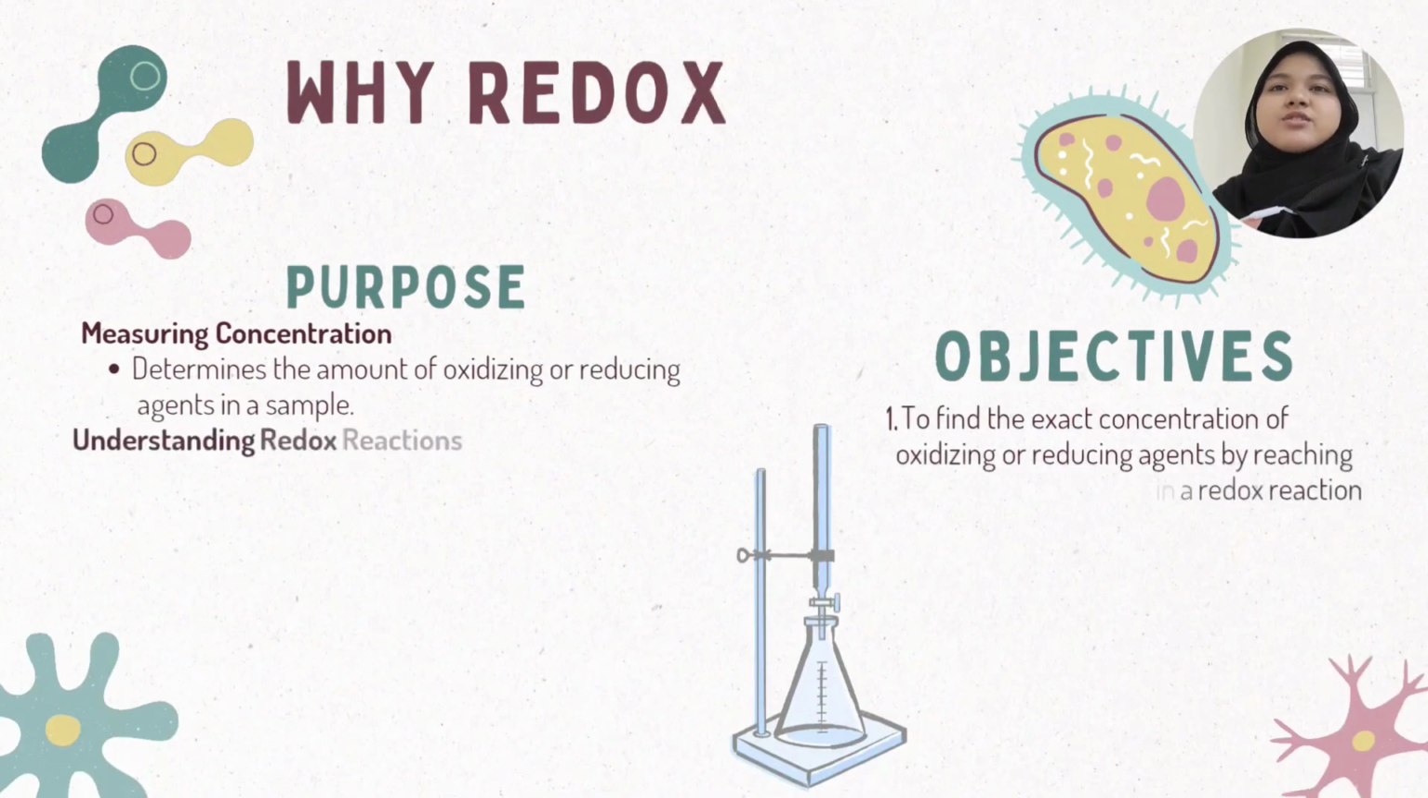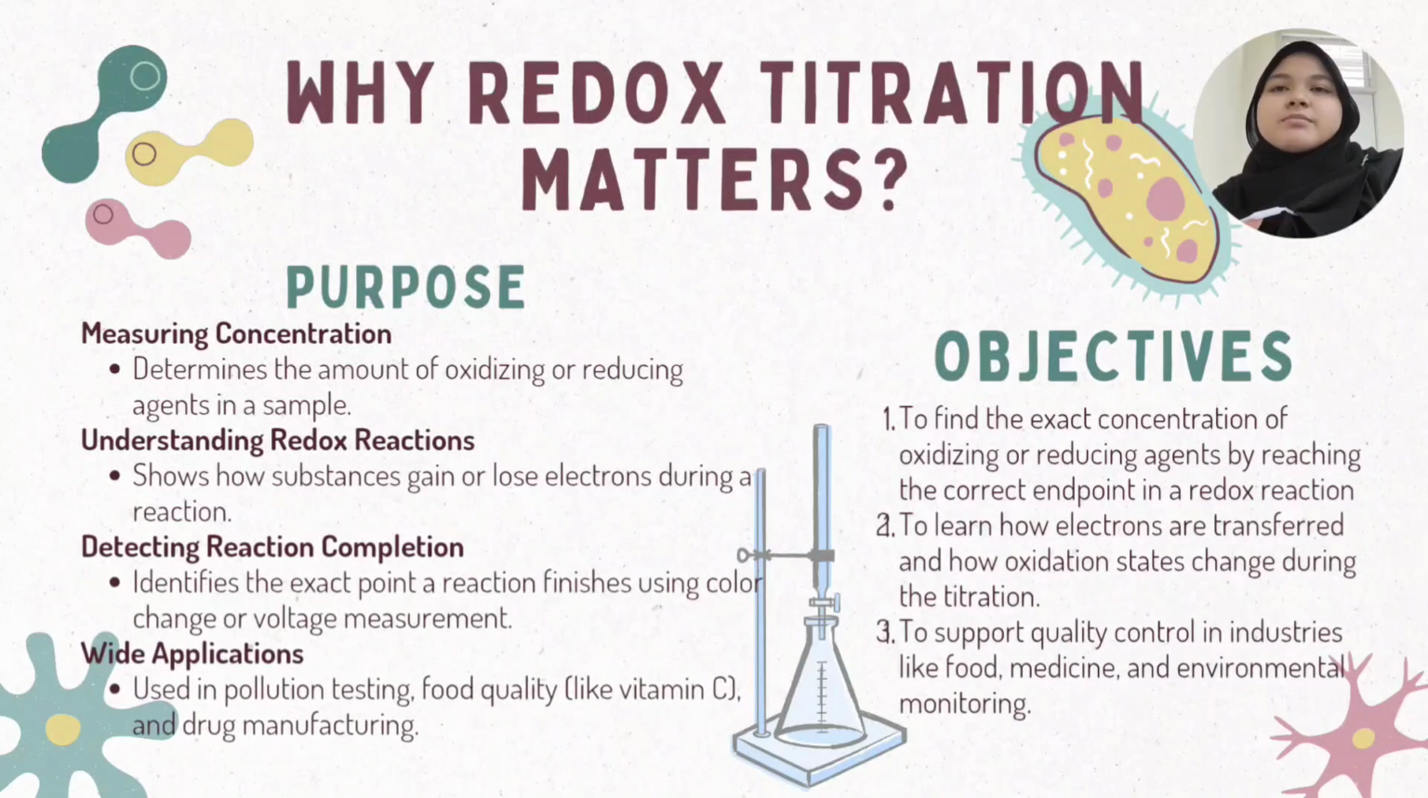For the next slide, we need to know why redox titration matters. The first purpose is to measure concentration. This means that it could determine the amount of oxidizing or reducing agents in a sample. The second purpose is to understand redox reactions. This means that it could show how substances gain or lose electrons during a reaction. The third purpose is to detect reaction completion. It could identify the exact point a reaction finishes using color change or voltage measurement. And the fourth purpose is that redox titration could be used in wide applications, such as pollution testing, food quality like vitamin C, and drug manufacturing.